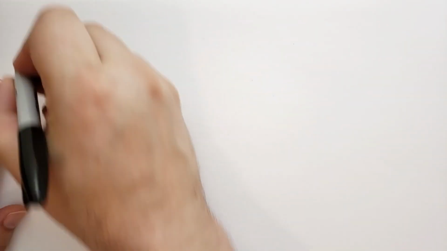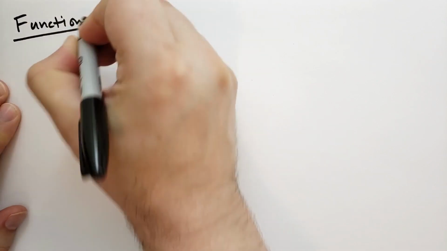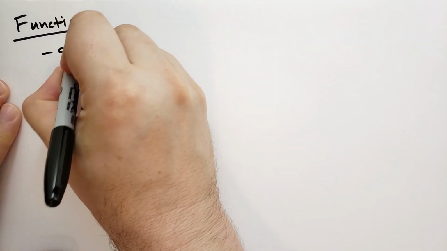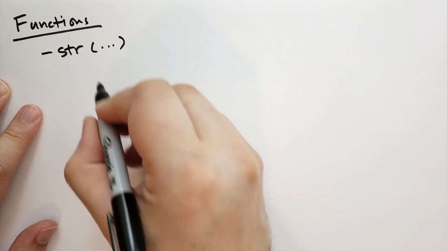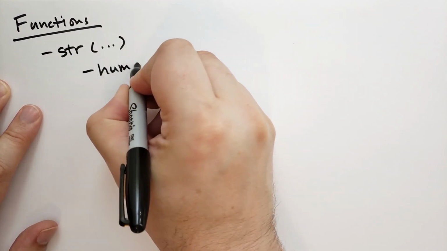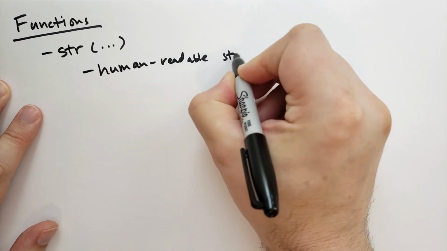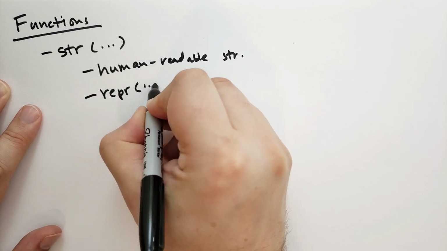Let's go over the built-in functions. These are functions that Python has that you don't have to import. It's available all the time. The first function is str. So str takes a parameter and it will return a human readable string. If it can't find a human readable string, then it will return repr instead.